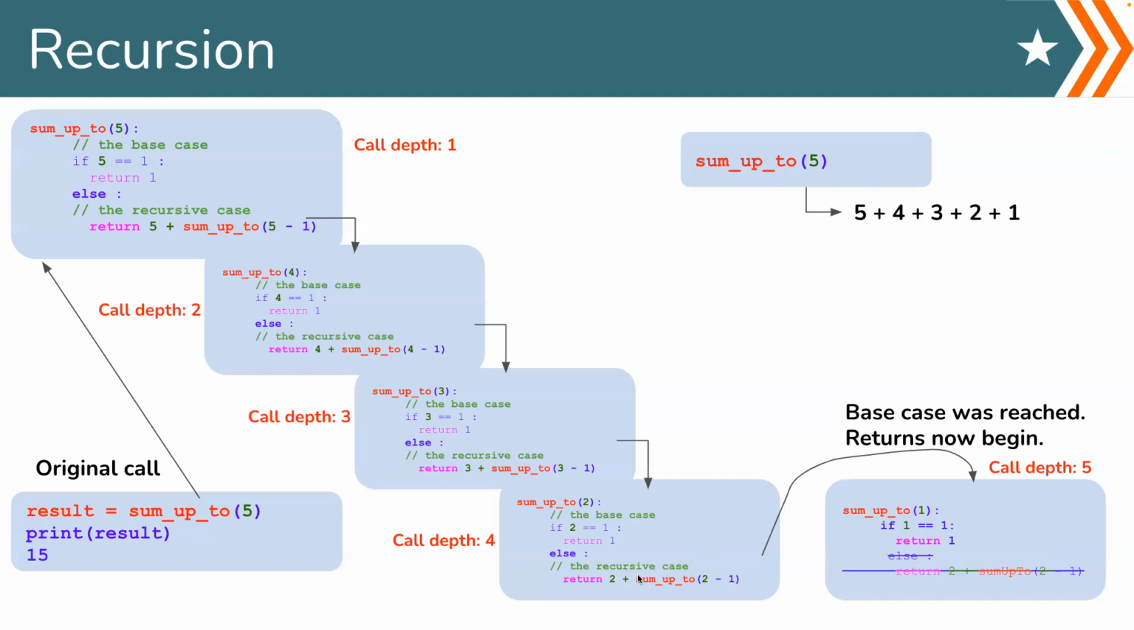So now we see 2 plus 1, this is 3. It gets returned here. 3 plus 3 is 6. Moves up here. 4 plus 6 is 10. It moves back to our original call, where 5 plus 10 is 15. And here's a better way of seeing it. We see 1, 2, 3, 4, 5, and our final output is 15.